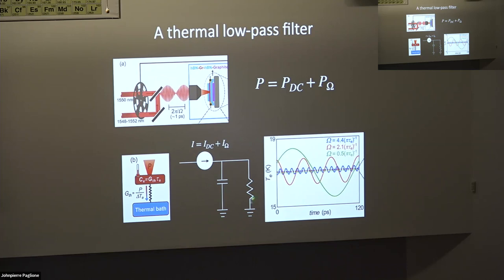And so if you look at the electron temperature in this graphene, in the presence both of a DC power and an oscillatory power, then your electron temperature for different frequencies will look something like this. These are four different frequencies. This is a slow frequency. Blue is a fast frequency. Because only the low frequencies are not short-circuited by this capacitor, if you're at very high frequency, the oscillation will be very small, but at low frequency, the oscillation will be large. And so measuring the crossover between green and blue is what allows you to measure this thermal cutoff. Any questions?